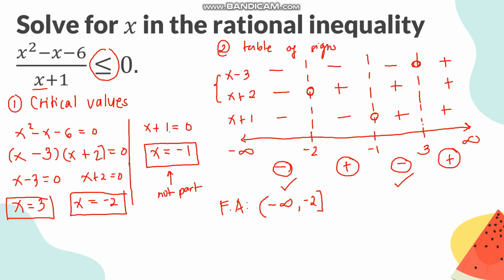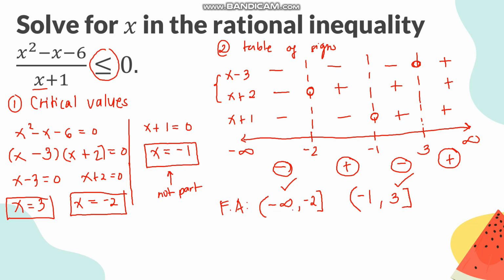I mentioned that the critical values are included since the symbol used is less than or equal. But take note, negative 1 is not part of the solution. Why? Because if you substitute negative 1 to the denominator, this will be equal to 0, and the inequality will become undefined. So negative 1 is still not part of the solution. How are we going to write it? We have negative 1 up to 3. So 3 is part of the solution, so we will use a bracket. For negative 1, we will use parentheses, because again, it's not part of the solution.